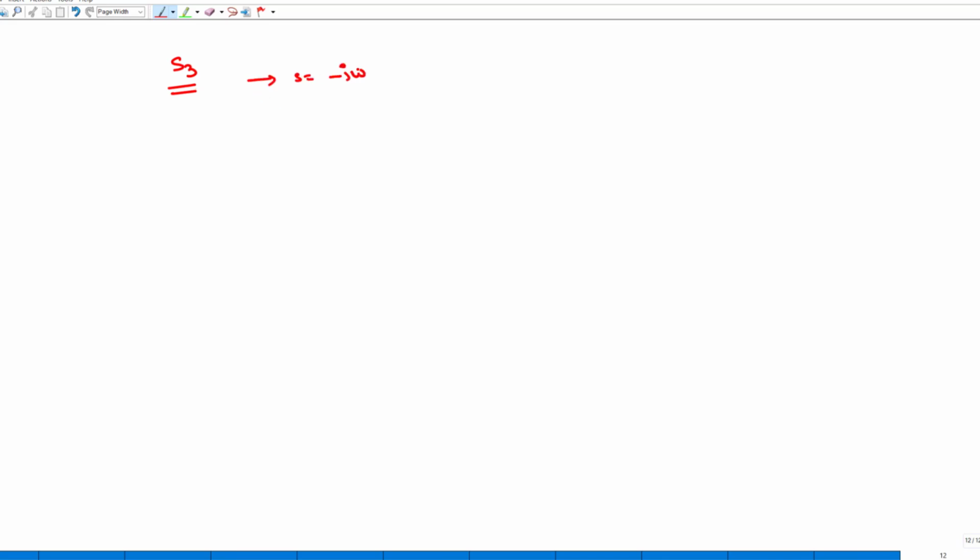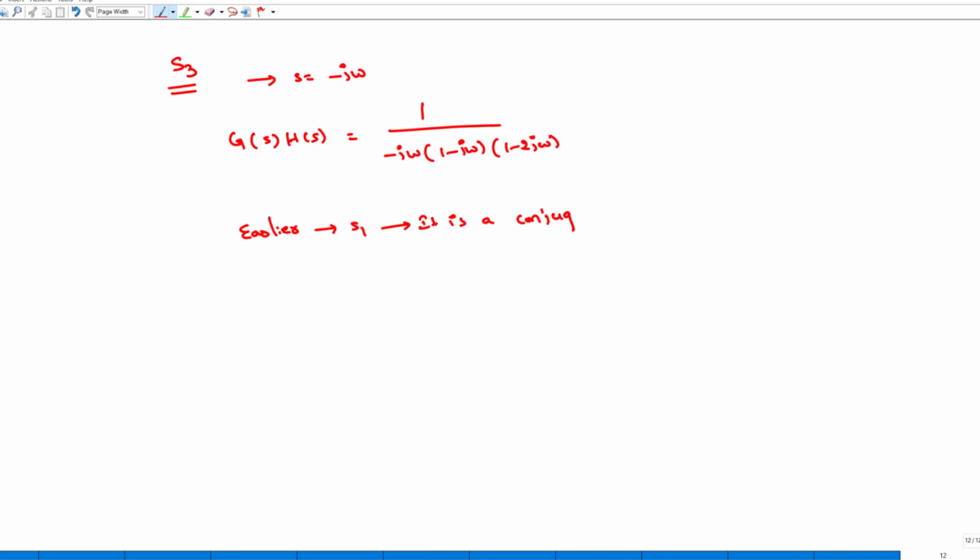Now we have to plot S3. As we already told, S3 is the inverse plot of the polar plot that we have seen, where G(s)H(s) is evaluated at s equal to minus jω. So we are just substituting jω to be minus jω. Earlier we have written s is equal to jω. It is just a mirror image of that.